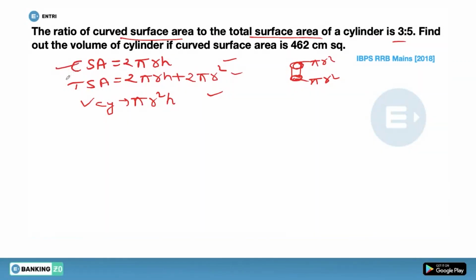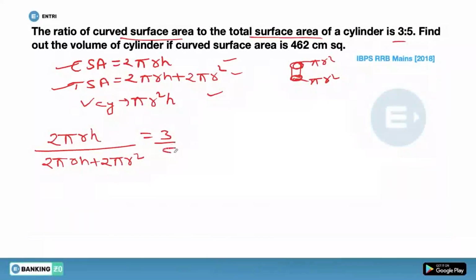CSA is 2 pi r h, total surface area is this. Now let's try to solve it. 2 pi r h upon 2 pi r h plus 2 pi r square. Its ratio is what? Its ratio is 3:5. Fine. So let's try to solve it out. Now I know that 2 pi r is common here, so I can cancel it out. So from here what will I get? I'll get 5h is equal to 3h plus 3r.